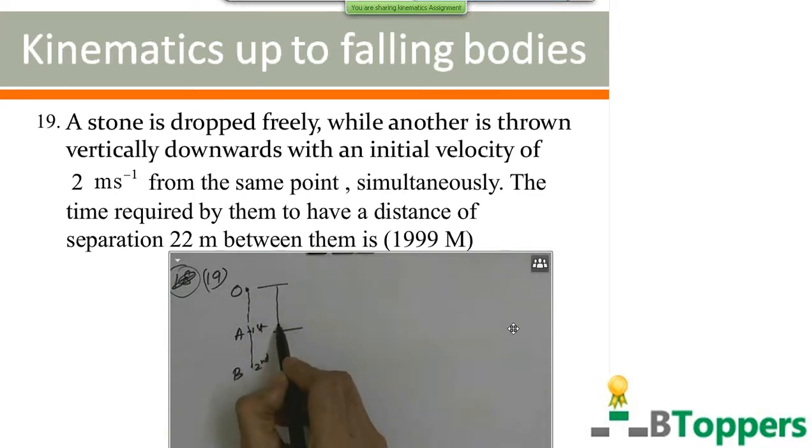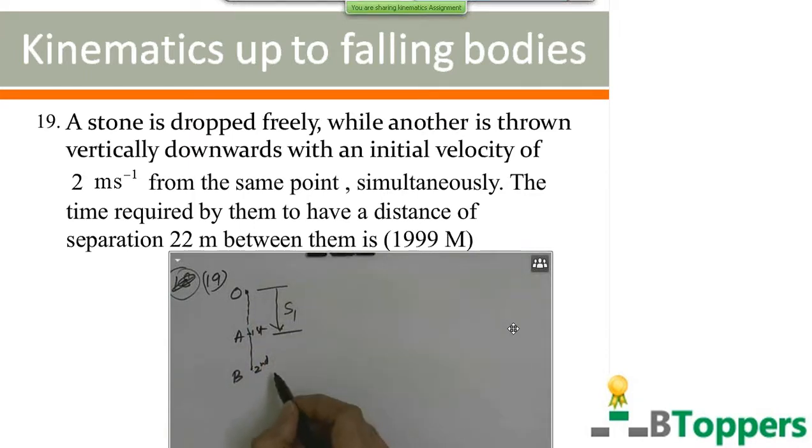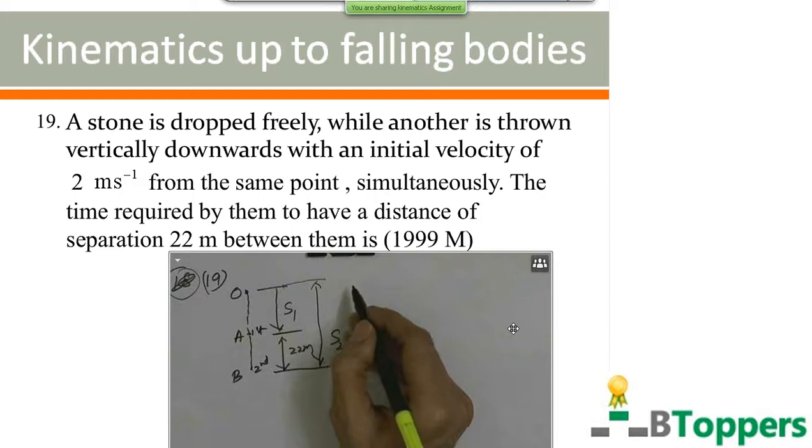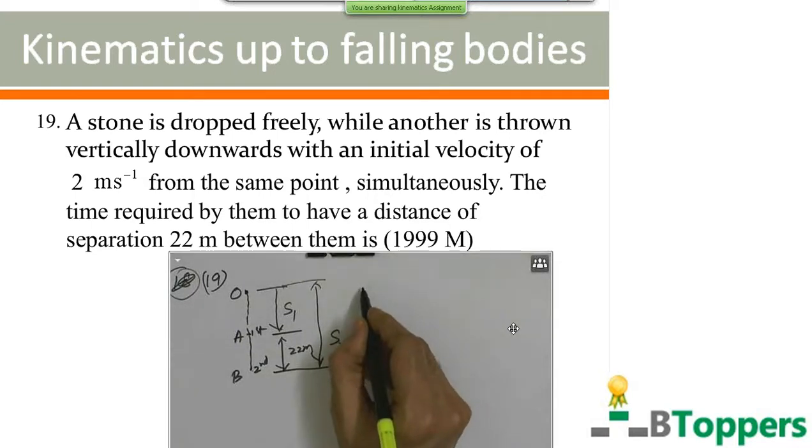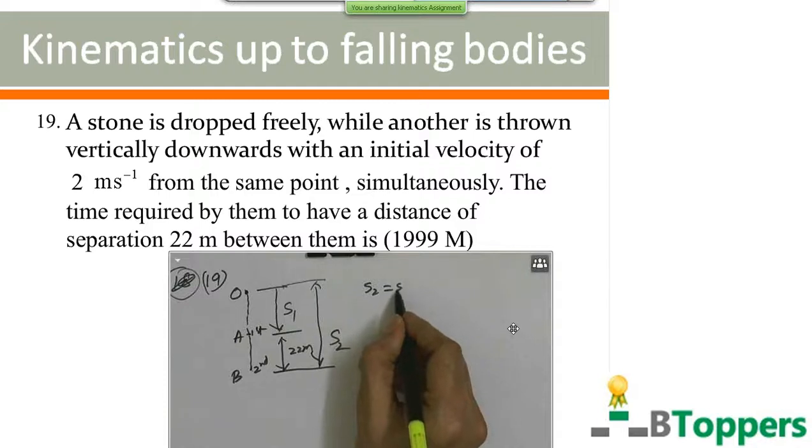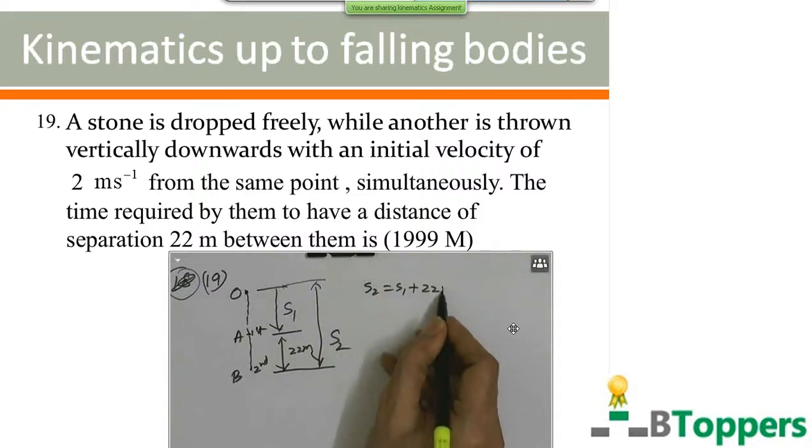Let us suppose the first one travels from O to A in a time interval t, and the second one travels from O to B in the same time interval. You have to find the time after which the distance between the two stones becomes 22 meters. That means the distance between A and B becomes 22 meters after some interval of time t, which you have to find. You can observe from the figure that S2 equals S1 plus 22 meters.